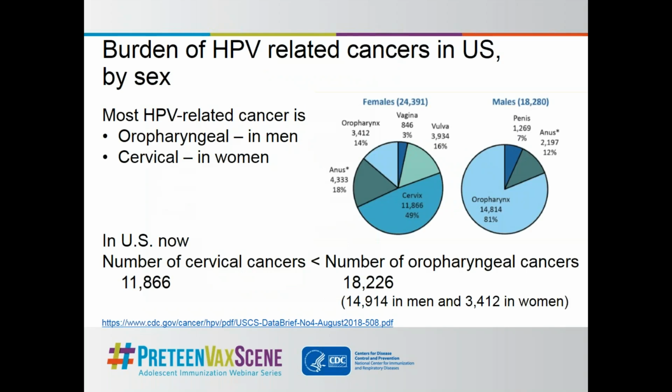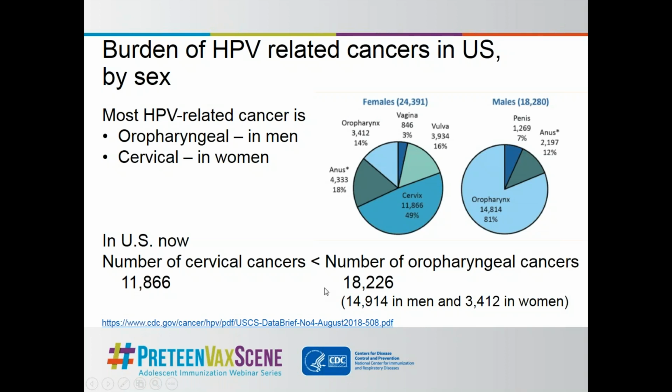Thinking about all the types of cancers that are caused by HPV in the United States, oropharyngeal cancer is the most common HPV-related cancer in men, but in women, cervical cancer is the most common HPV-related cancer. Oropharyngeal cancer is actually much more common in men than women, and if you look at this picture that's shown here, you can see that there's over 14,000 cases of oropharyngeal cancer in men in the U.S. every year, compared to only a little over 3,000 cases of oropharyngeal cancer in women each year.